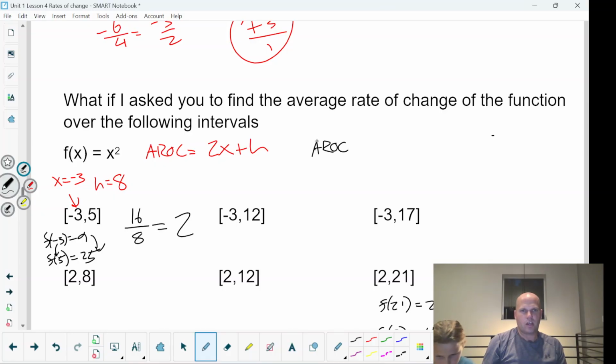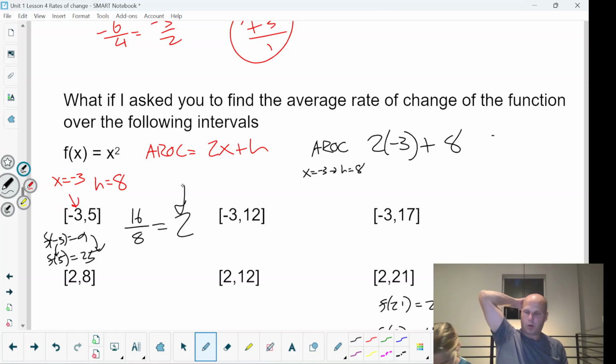So the average rate of change from x equals -3, with h being 8, I'd have 2 times -3 plus 8. And what do I get? 2. I just get a 2 a completely different way, not really using the slope formula. It's like I already used the slope formula to generate this equation.